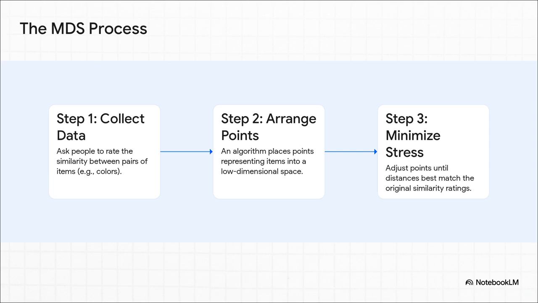Then a computer algorithm just kind of throws points that represent those items randomly onto a 2D space, like a blank map. And then, and this is the amazing part, the algorithm starts shifting those points around over and over, trying to minimize something called stress. Stress is just a fancy word for the mismatch between the distances on its map and the similarity ratings you gave it. It keeps tweaking until it finds the one perfect arrangement that best reflects what people told it.